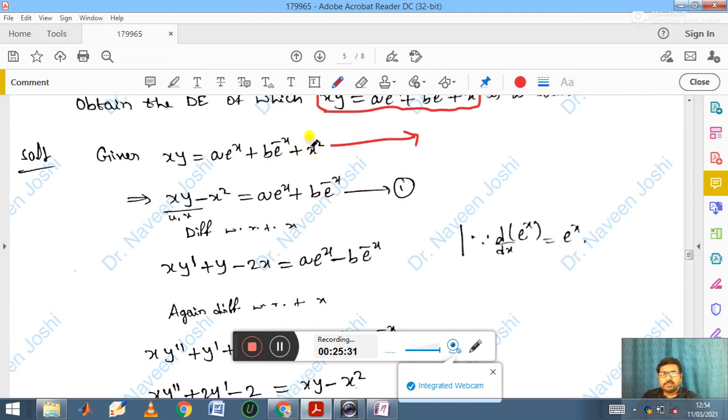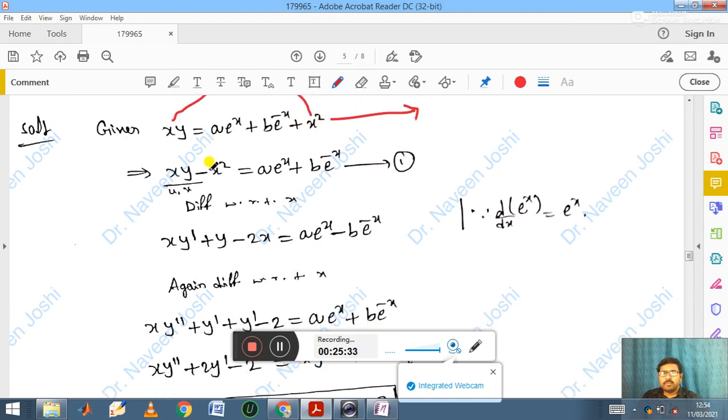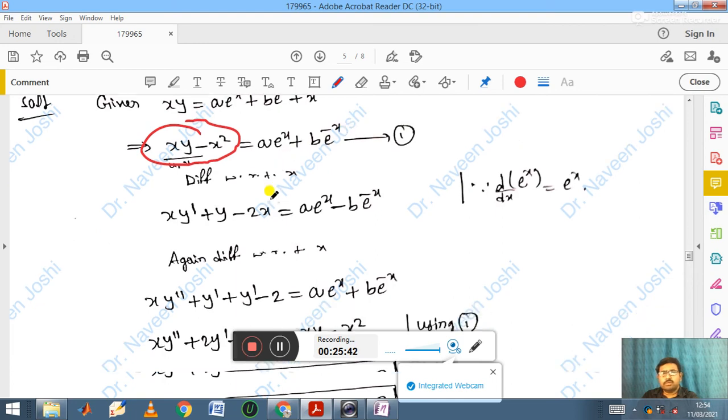Send this x square to the LHS side, then it becomes xy minus x square equals a e power x plus b e power minus x. Then go for differentiation. Differentiation of LHS gives, you treat x as the first function, y as the second function, and use the product rule of differentiation. Then x into y dash plus y into the differentiation of x gives 1.